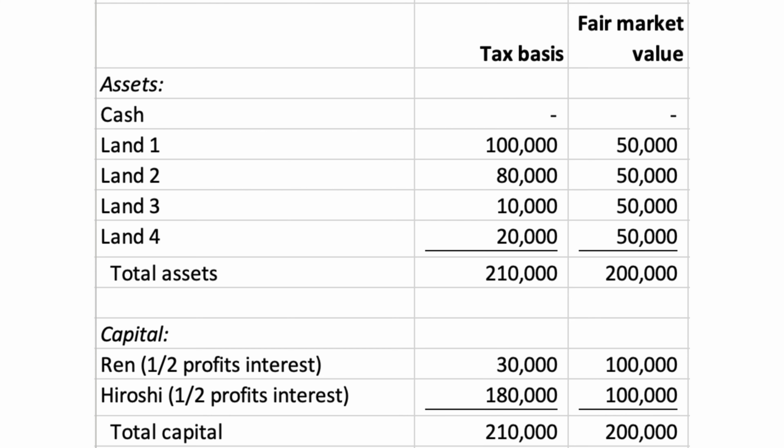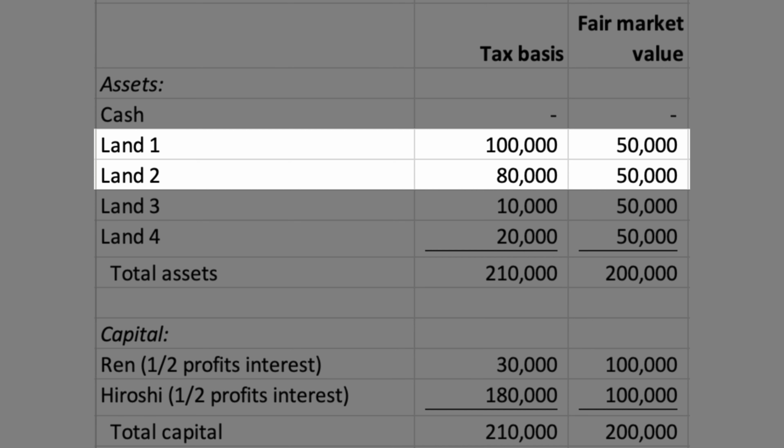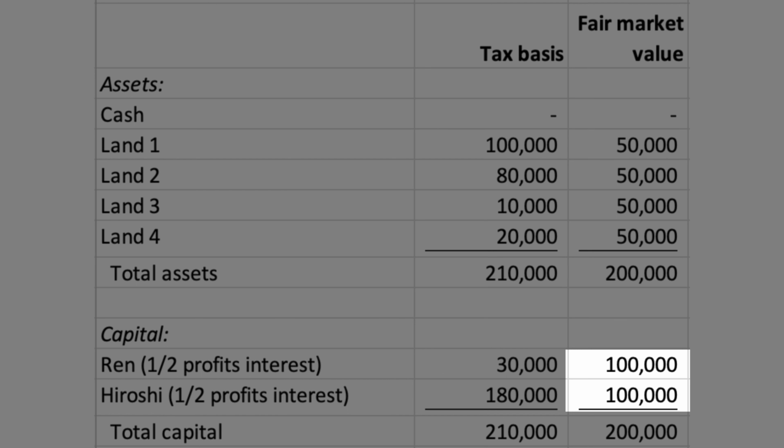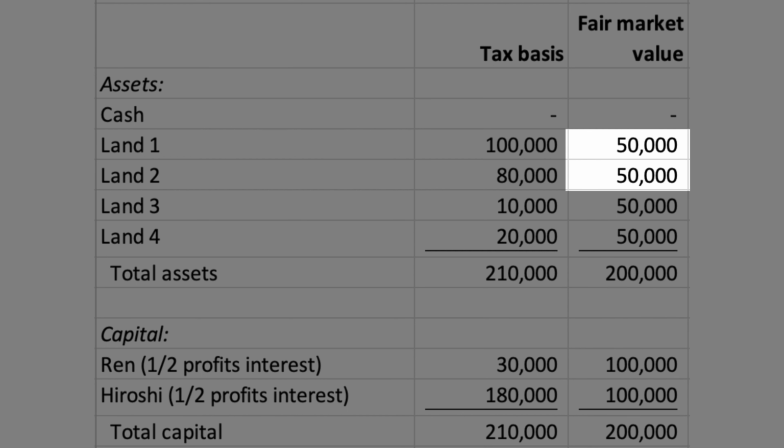Assume that Land 1 and Land 2 are distributed to Wren. We don't need to worry about a disproportionate distribution, but if the partnership adheres to the substantial economic effect rules, then upon liquidation, the property must be distributed according to the partner's 704(b) capital accounts. That's $100,000 for each partner. If Wren takes Land 1 and Land 2, that's his $100,000 economic share of the remaining property.